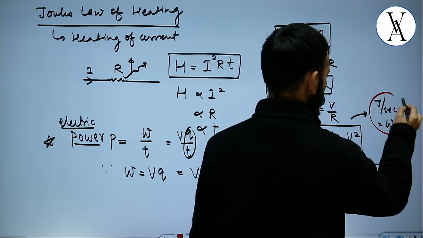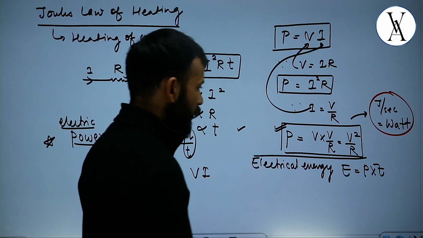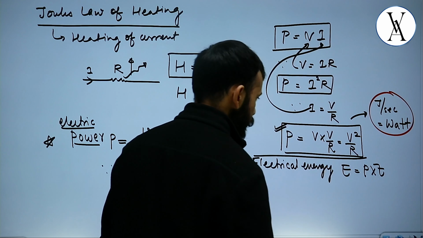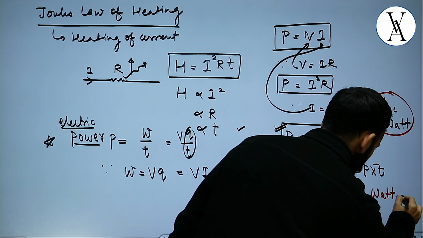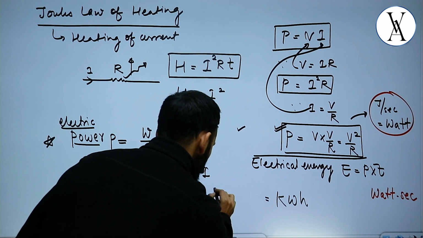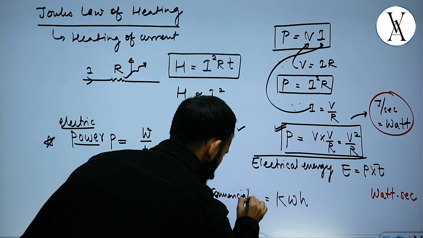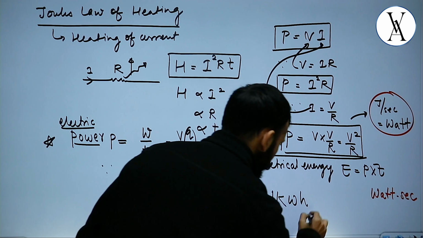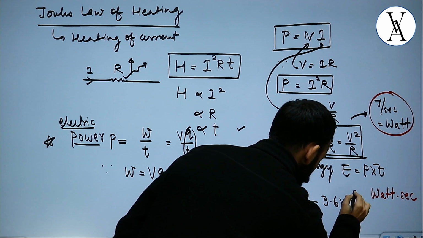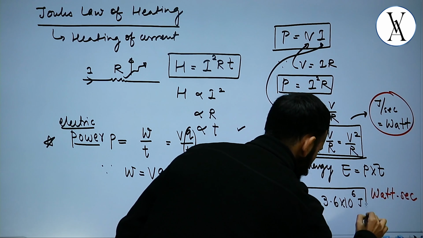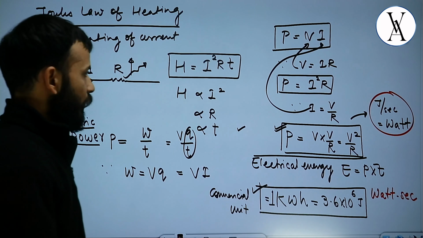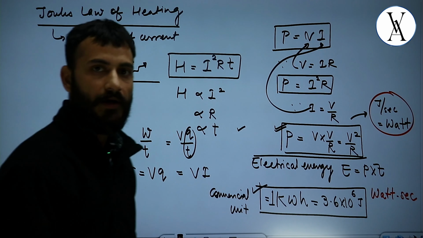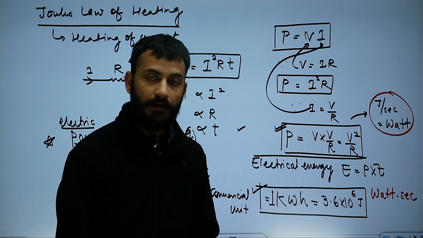Joule per second, or watt. Here, electrical energy, which is power into time, so its unit will become watt second. But the commercial unit, which you already heard about, is the kilowatt hour. This 1 kilowatt hour in joules is 3.6 into 10 to the power 6 joule, which is very important. Clear? So these are some basic ideas of formulas related to the current chapter.